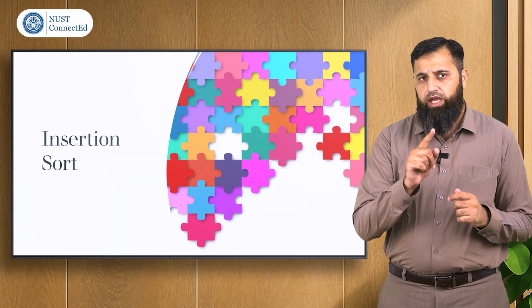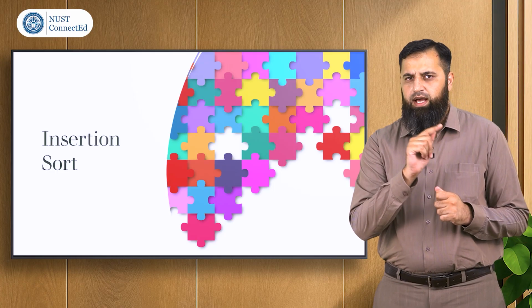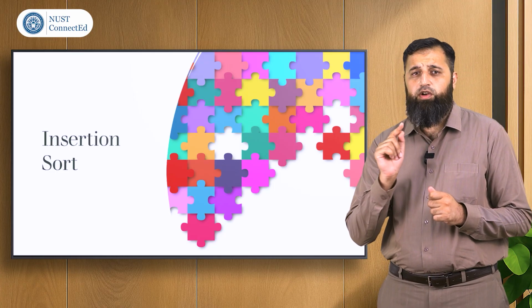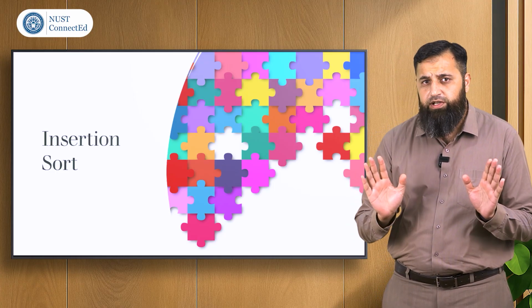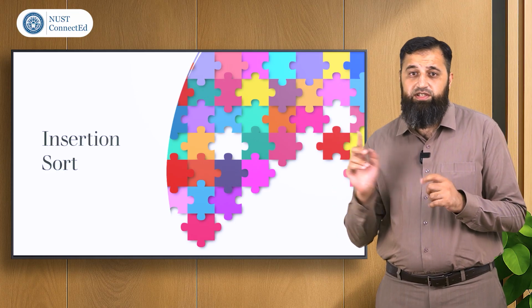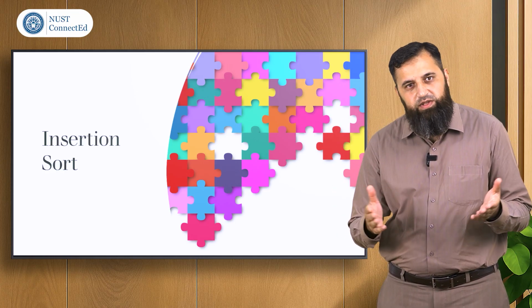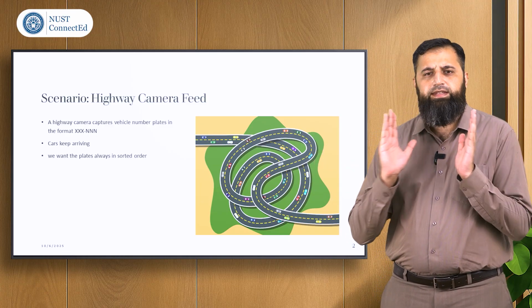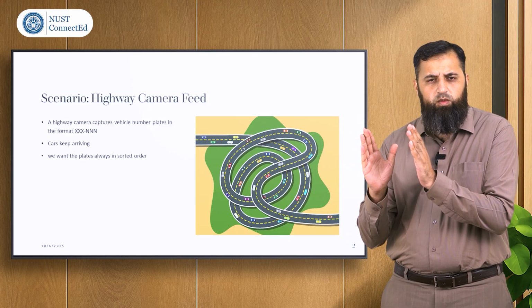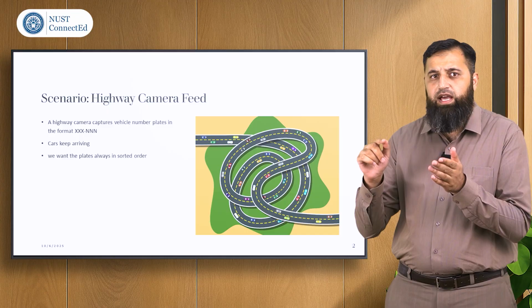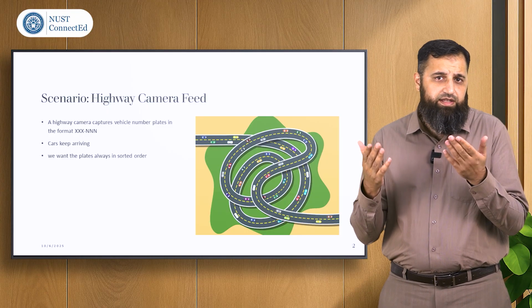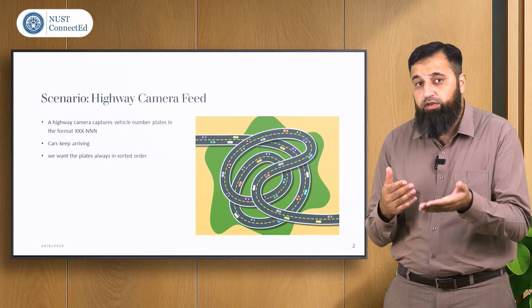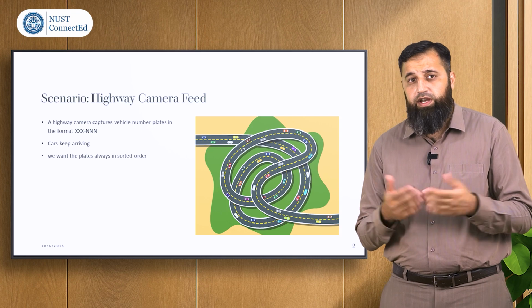Today we'll be exploring insertion sort, a simple yet powerful sorting technique that works very differently from the bubble sort we discussed earlier. Let's start with a scenario. Imagine we have a highway camera that captures vehicle number plates, which are in the format XXX-NNN, where XXX is some kind of an alphabet while NNN is some kind of an integer.